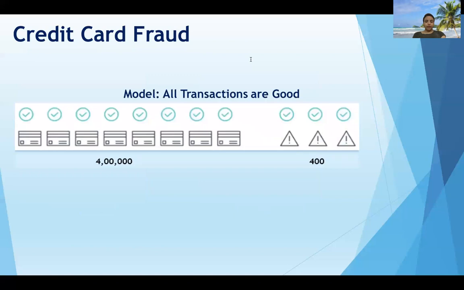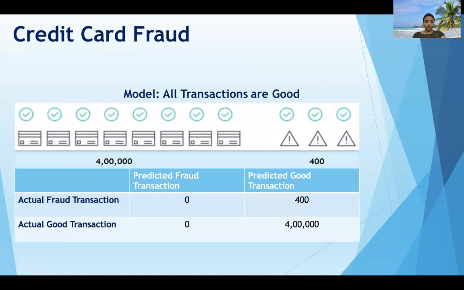So this is the credit card fraud example. Let's take a model which says that all the transactions are good. Here I have created this confusion matrix. Here I'm showing how many actual fraud transactions there are, and how many we have predicted for this fraud transaction.